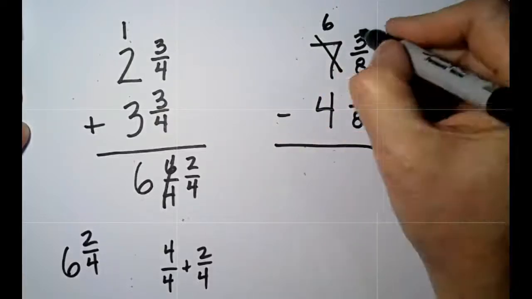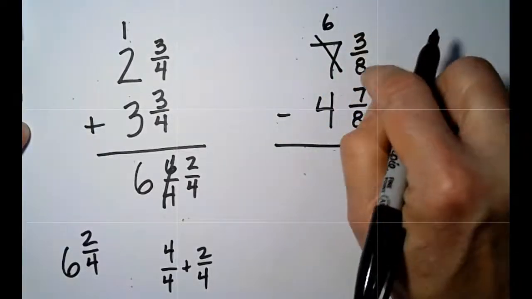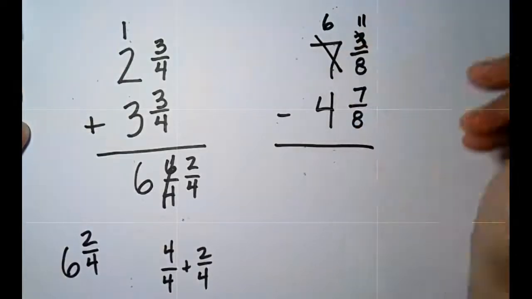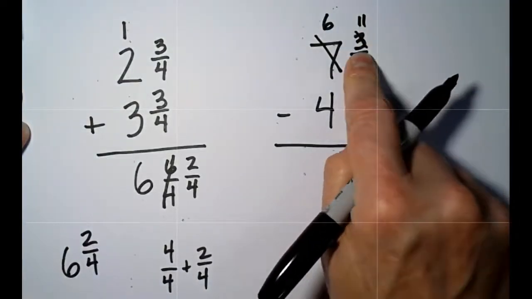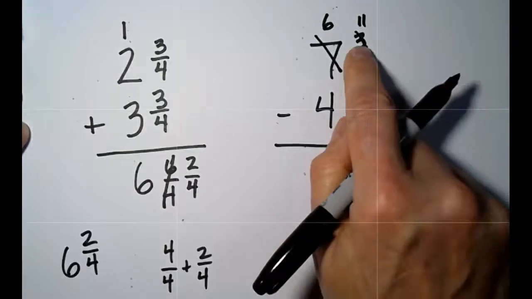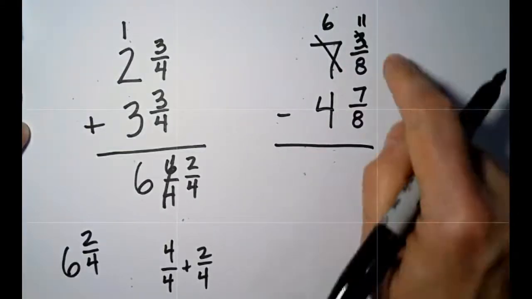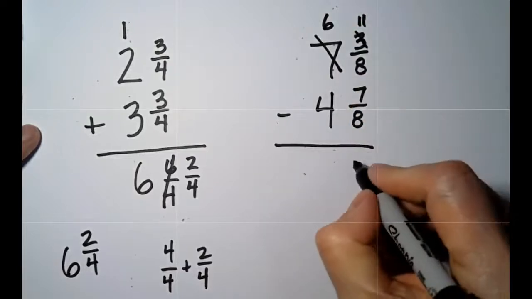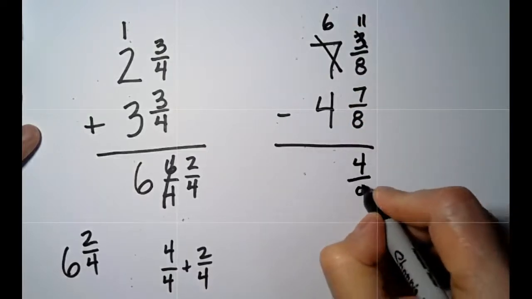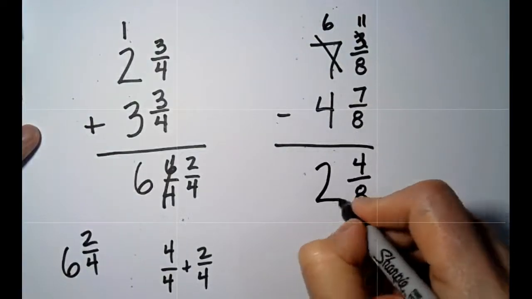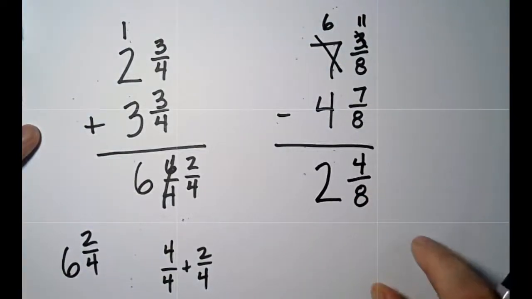I bring over 8/8. And 8 plus 3, in case you haven't noticed, add my numerator and denominator, and that will give me my number at the top, because 8 is the whole, and that's how much I have left over. So 8/8 plus 3/8 is 11/8. Now I can go ahead and subtract. 11 minus 7 is 4. 4/8. 6 minus 4 is 2. And my final answer is 2 and 4/8.